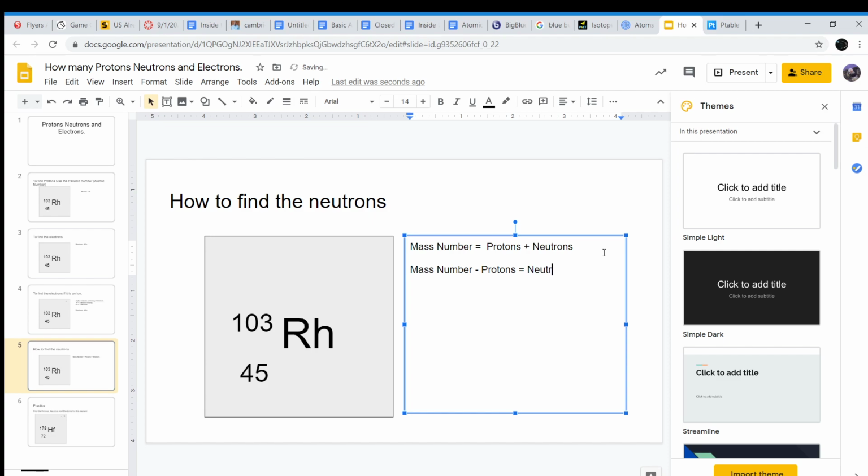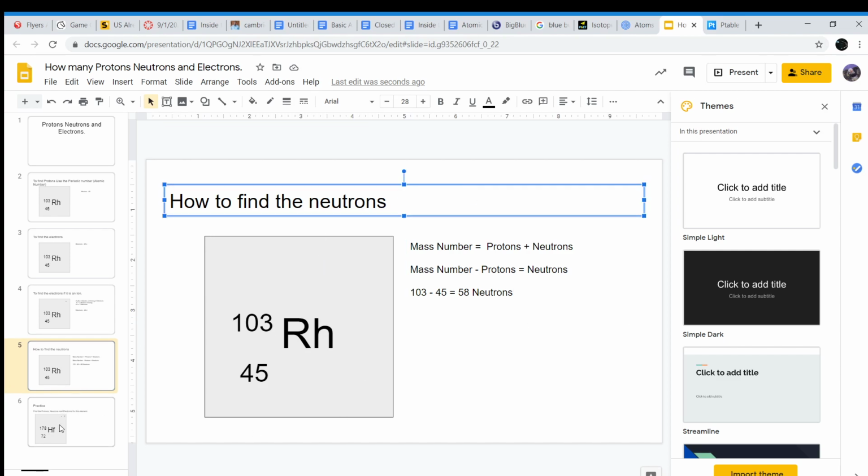Let's spell neutrons right. Let's not spell like George W. Bush. There we go. In this case, we have 103 for our mass number. We subtract from that 45, and we're able to figure out our number of neutrons, which should end up being 58 neutrons. See what we did? We took the mass number, subtracted the protons, and that's 58 neutrons. Often this will be the one that you're going to have to find for different elements.